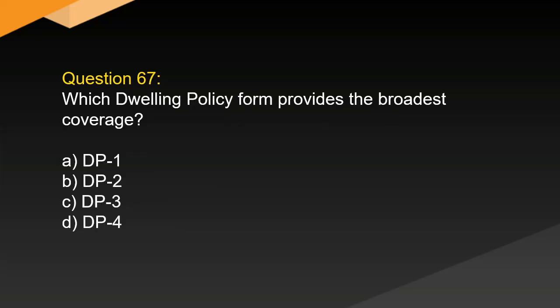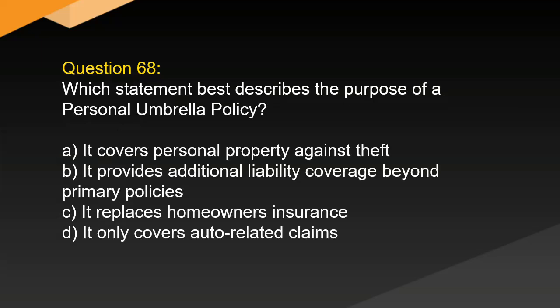Question 67. Which dwelling policy form provides the broadest coverage? A. DP-1. B. DP-2. C. DP-3. D. DP-4.